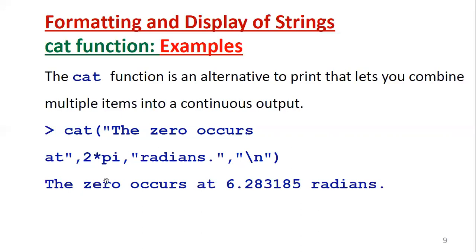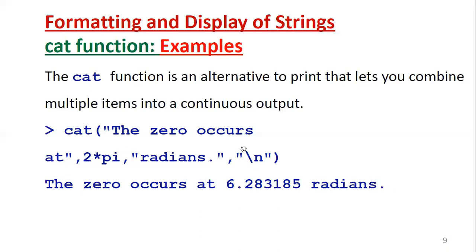So after executing this, you can see the three statements are combined. By default, a space is provided between each statement. The first statement is "the 0 occurs at". Next, space, 2 into pi value is 6.283185. Space, the third one is radians dot.